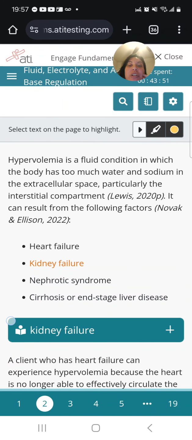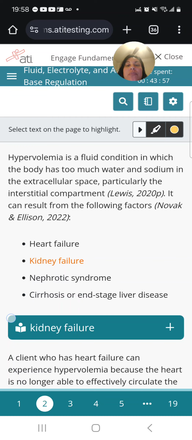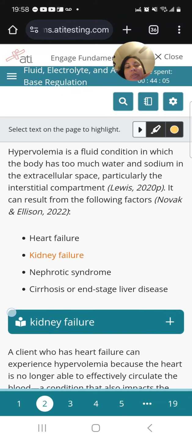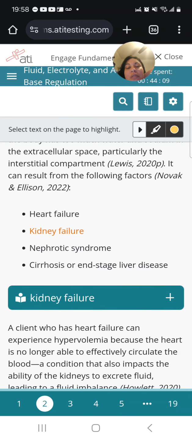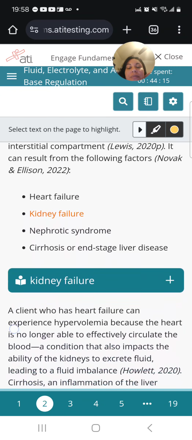Hypervolemia is a fluid condition in which the body has too much water and sodium in the extracellular space, particularly the interstitial compartment. This can result from heart failure, kidney failure, nephrotic syndrome, cirrhosis, or end-stage liver disease.